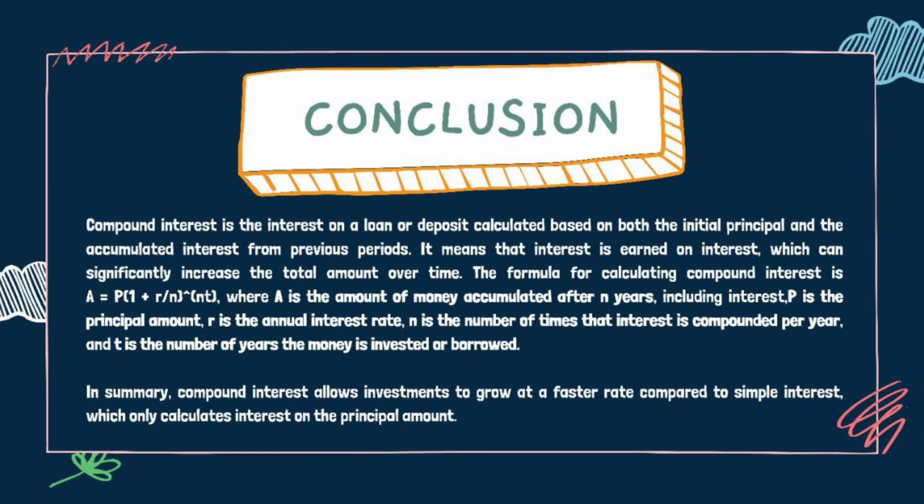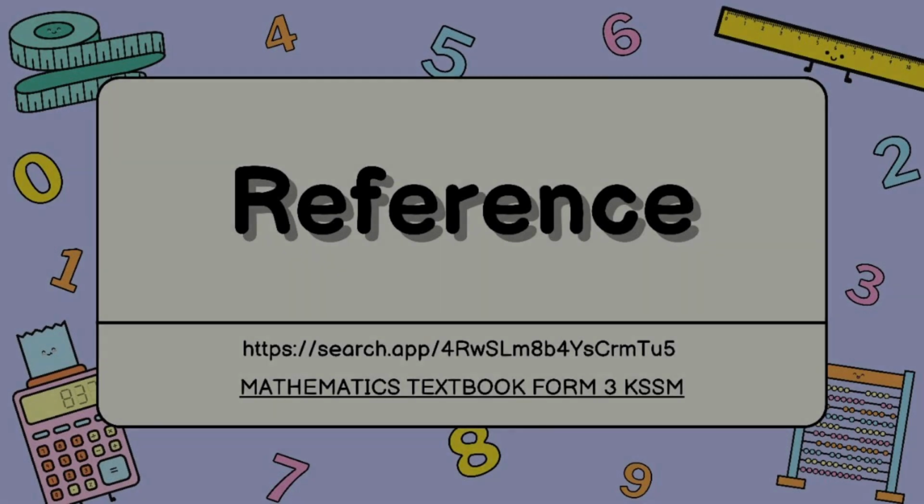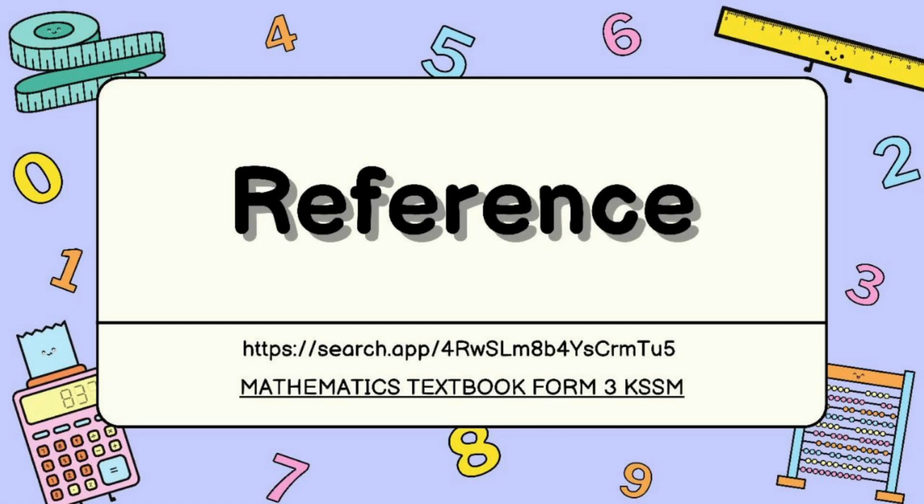In summary, compound interest allows investments to grow at a faster rate compared to simple interest, which only calculates interest on the principal amount. As for the reference we used for this presentation, it is the Mathematics Textbook Form 3.